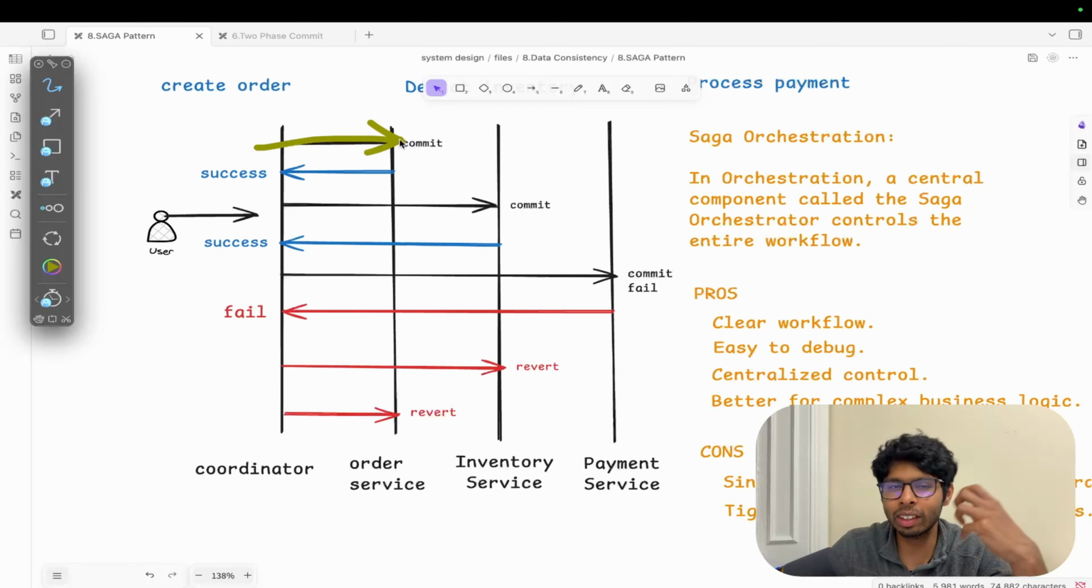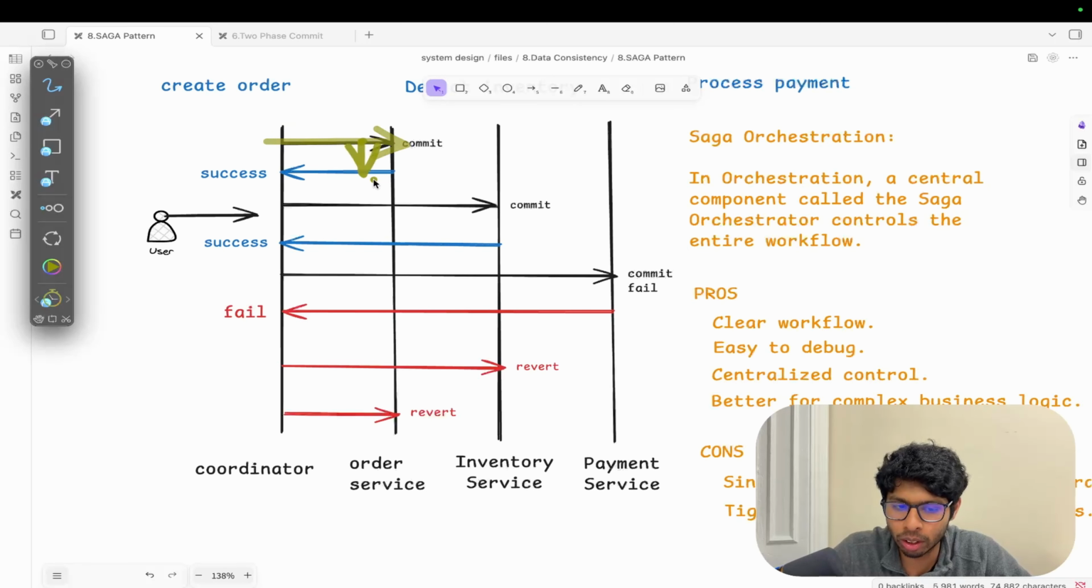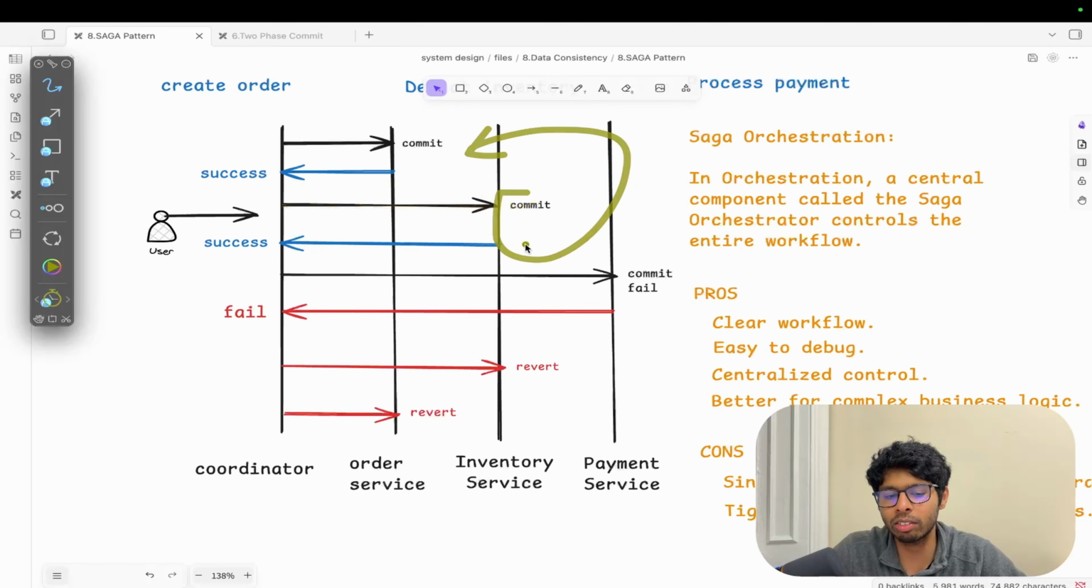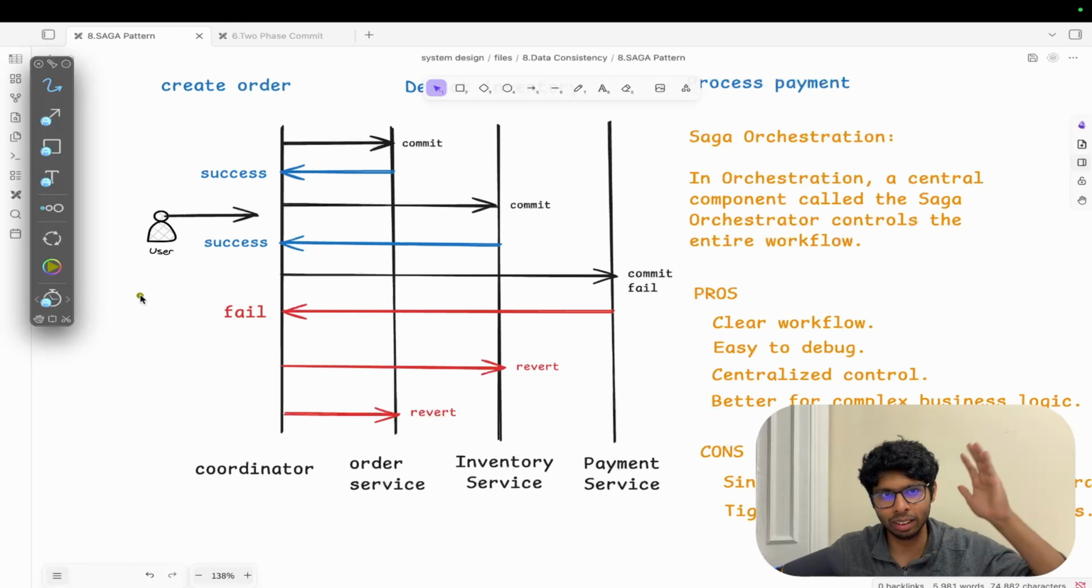Previously we had the prepare phase and the commit phase. We don't have anything like that in the saga pattern. We directly send the request to the order service to commit. It means that we send all the metadata to do the transaction, and the order service will do the transaction and say yes, I've done it, marking success. Let's say the inventory service does the transaction, marks success, and the payment service also does the transaction and returns success. Then it is a very good scenario. We send the request to all three services and get back success.